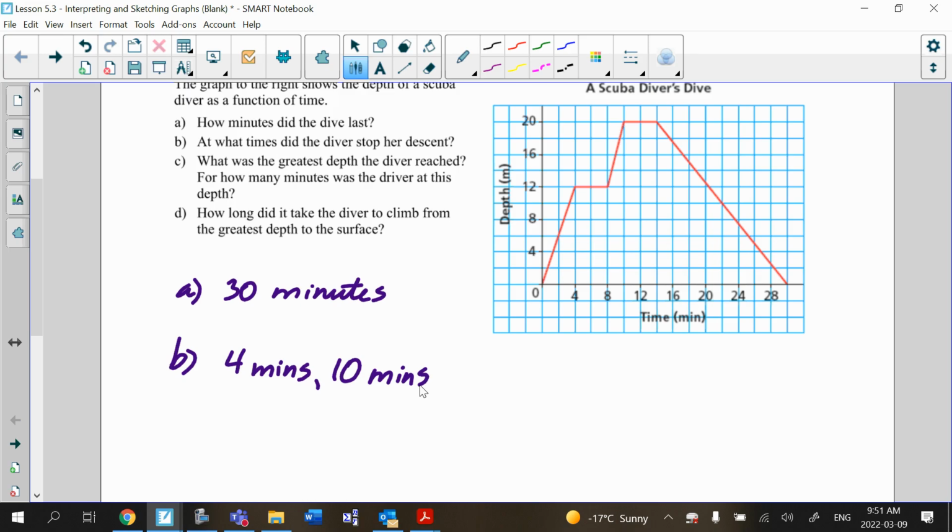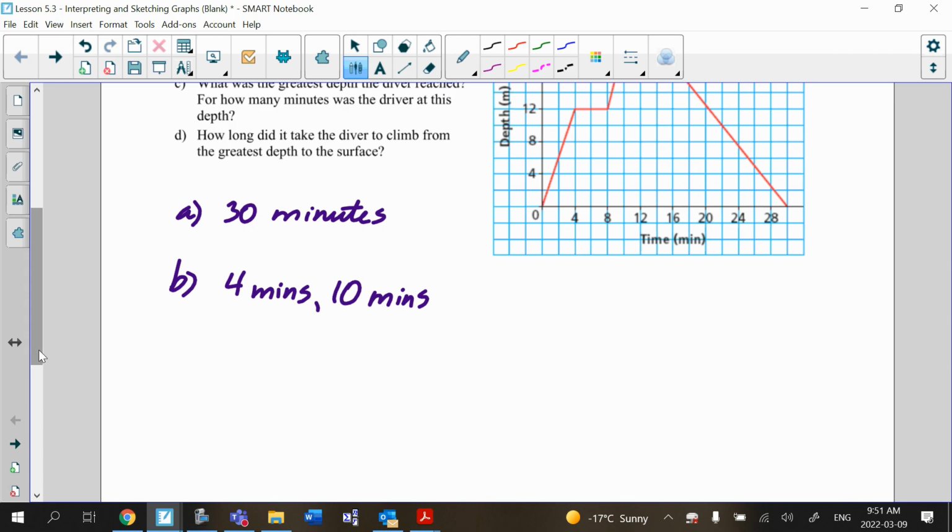Part C, what's the greatest depth she reached? How would we read that? I'd have to read the y-axis, wouldn't we? The vertical. Anybody? 20, right? Because remember, as this goes up, the deeper she goes. We don't go down like that just because she's going down. The depth increases, so it's 20. And meters this time.